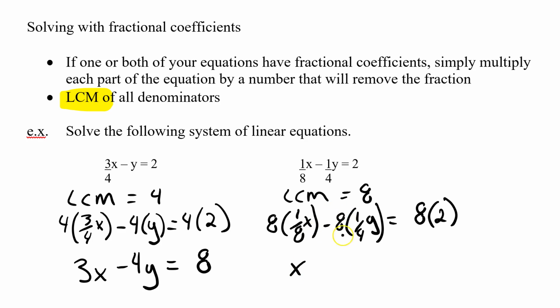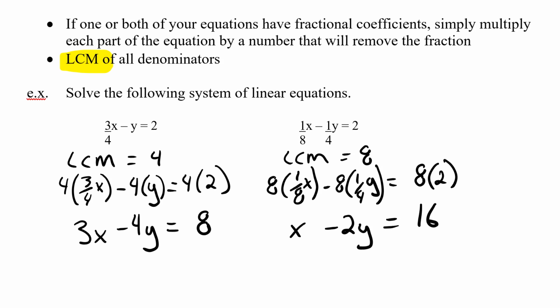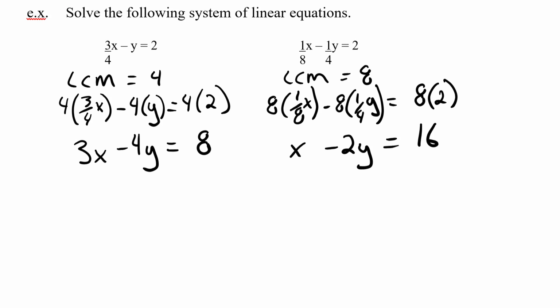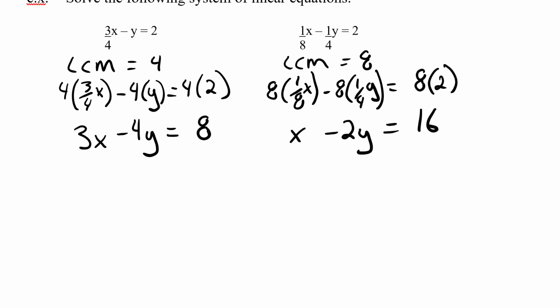So 8's will eliminate, give me x. Negative 8 times 1 is negative 8, divided by 4 is negative 2y, equals 16. Okay, so I've got my fractional coefficients taken care of. I now have to see, does anything line up here?